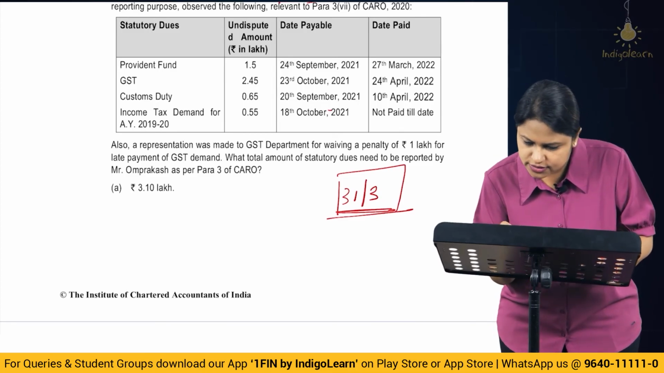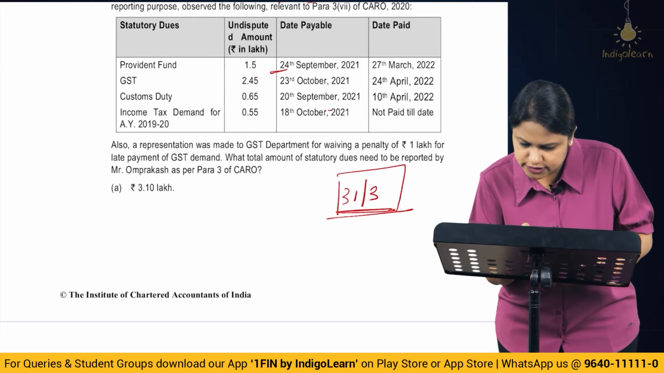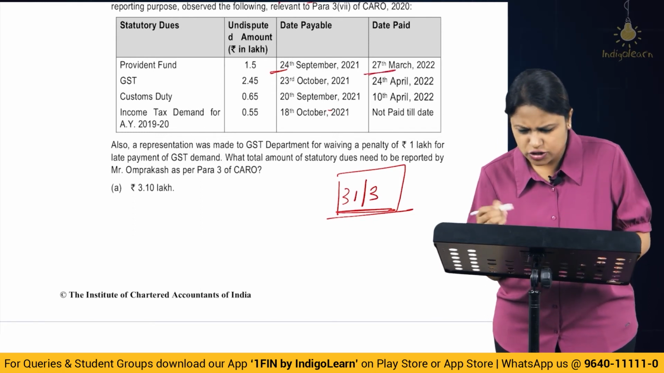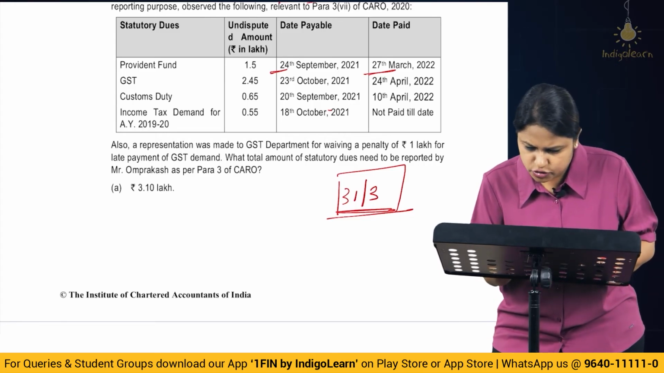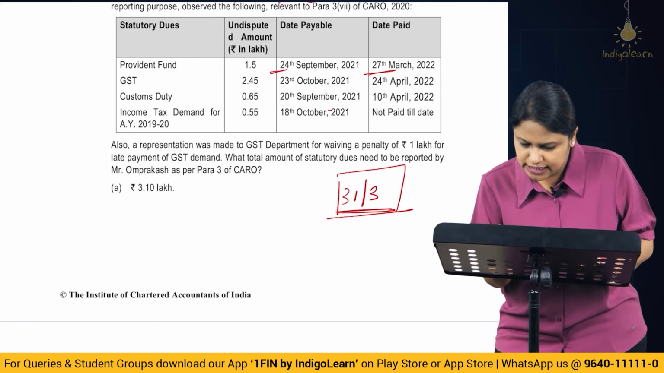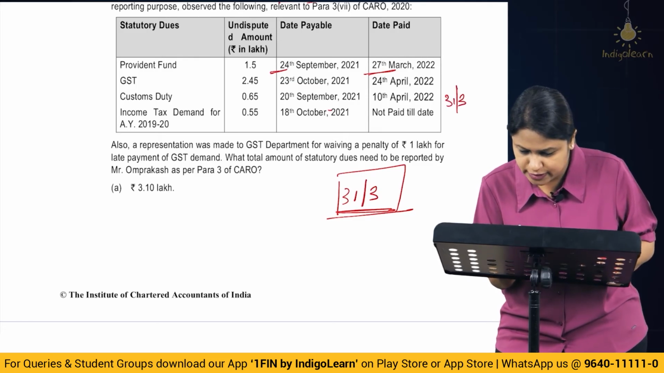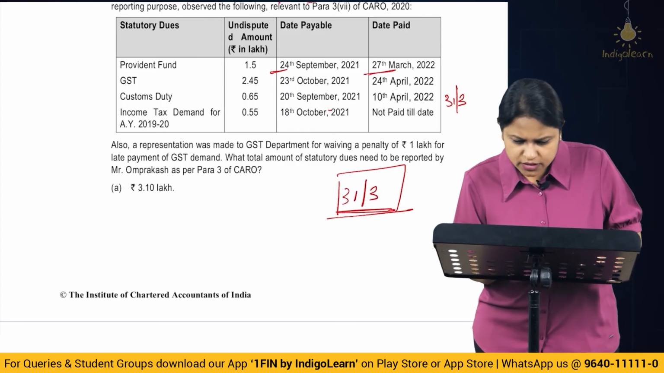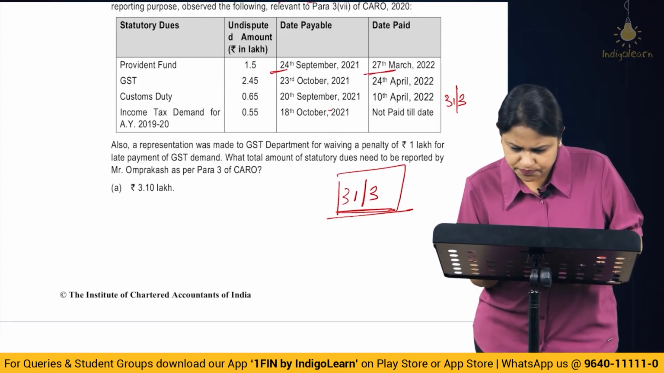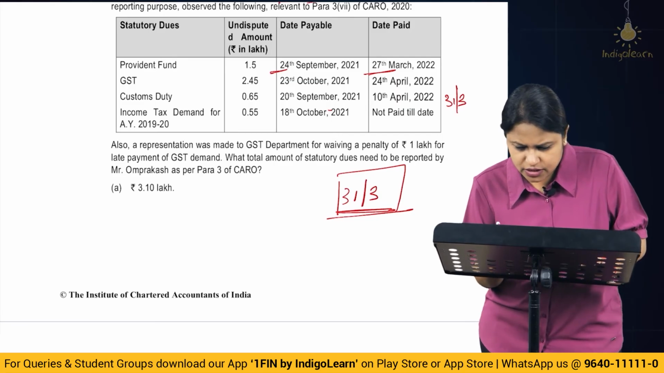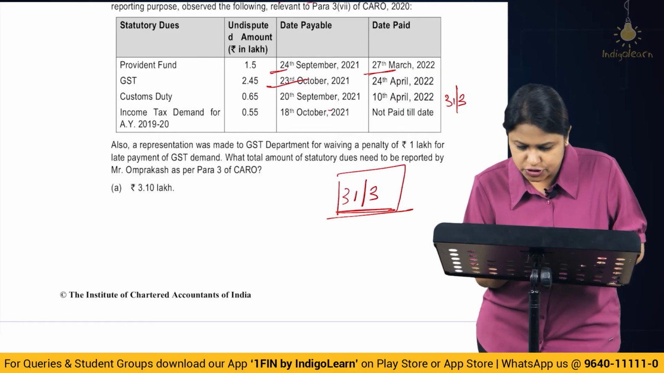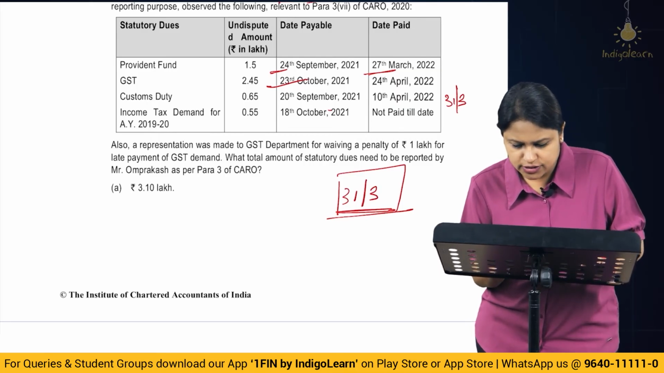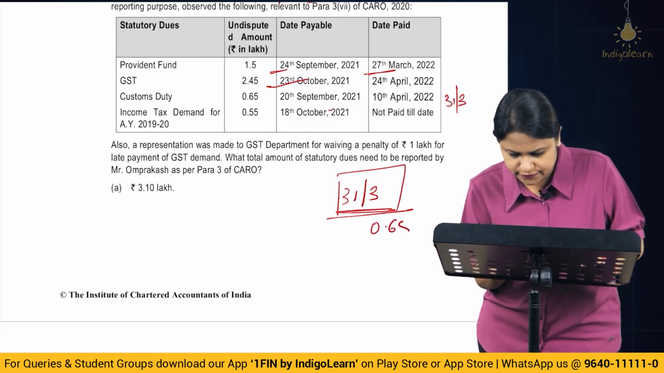So here let us talk. First one, date payable 24th September, already paid 27th March, so on 31st March not outstanding, so about that reporting won't happen. When you talk about GST, 23rd October is the date payable. It is still outstanding as on 31st of March as well, because it is paid on 24th April, so 31st March outstanding, but it does not have more than 6 months. It is less than 6 months, so reporting is not required. Okay, so this also will not be required. Customs duty, 20th September it was due, but the payment happened on 10th of April, so on 31st March it was due for more than 6 months. Alright, so this will be considered, so 0.65.